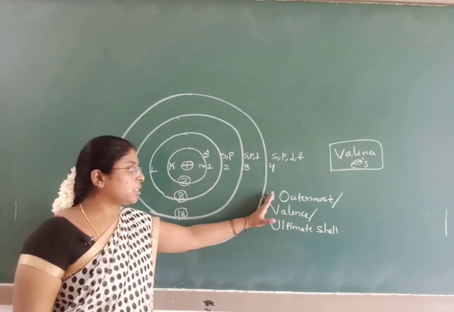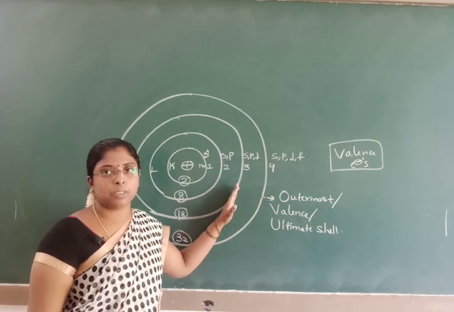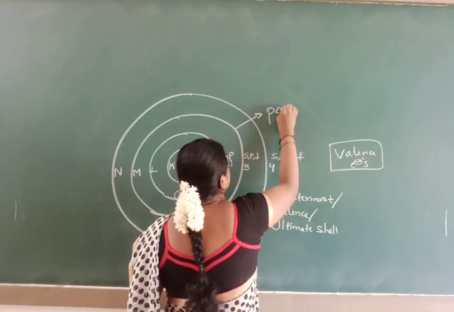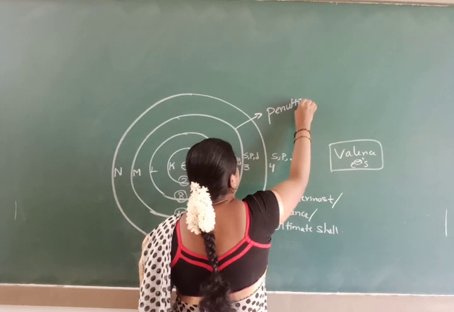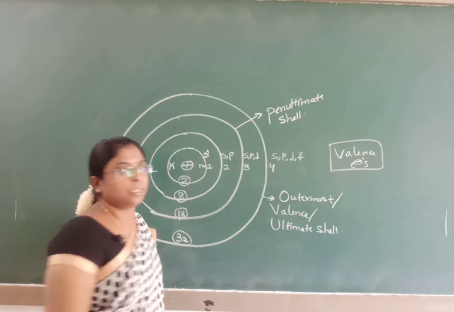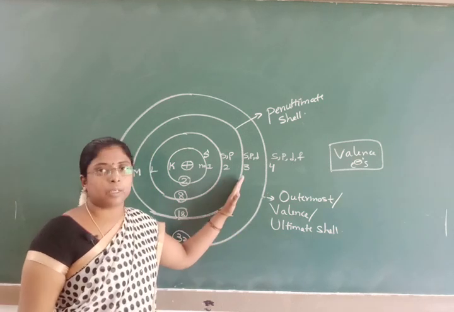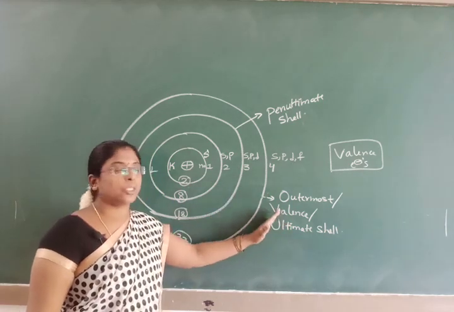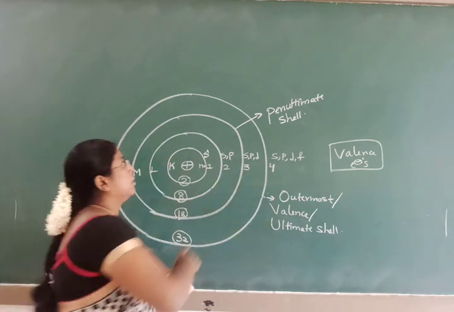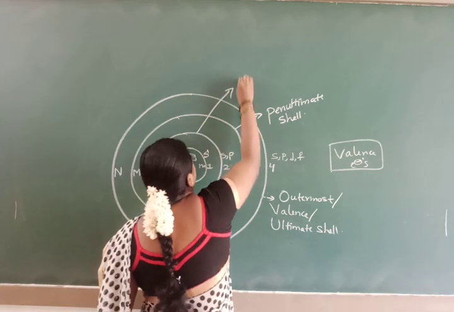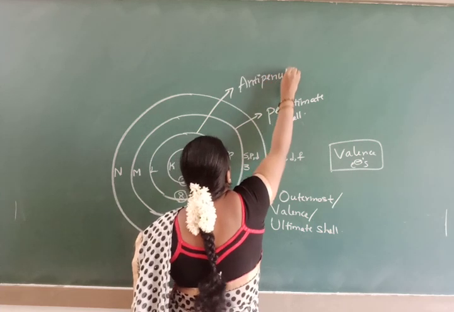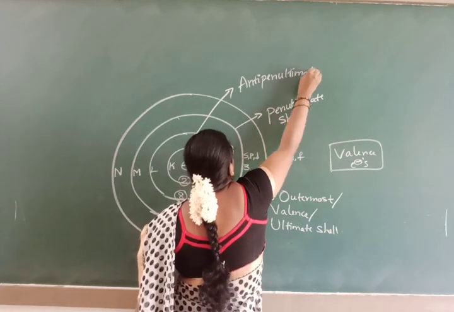Just inner to this valence shell is known as the penultimate shell. Ultimate shell, valence shell, penultimate shell. Inner to the penultimate shell is known as the anti-penultimate shell.